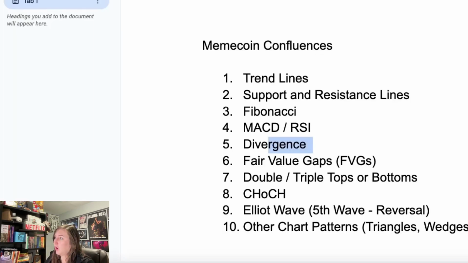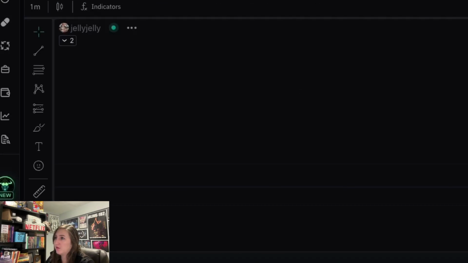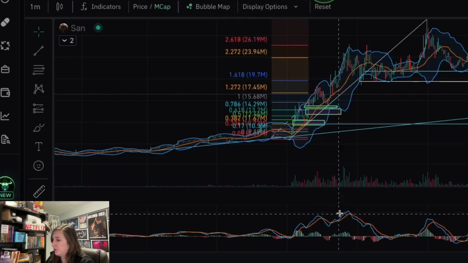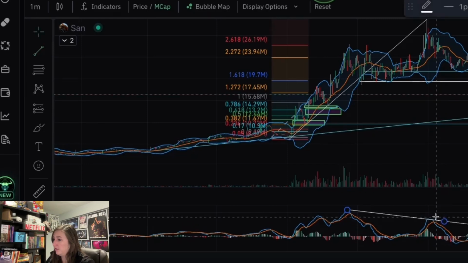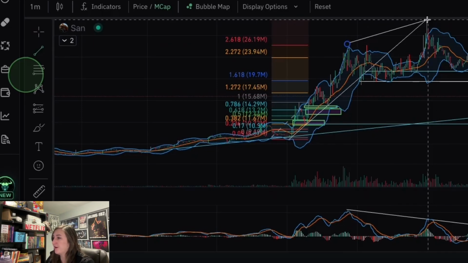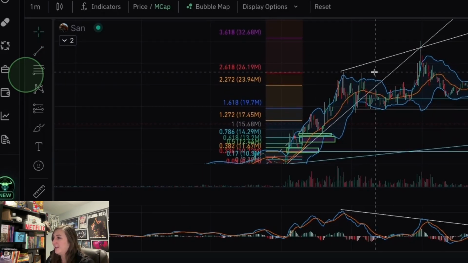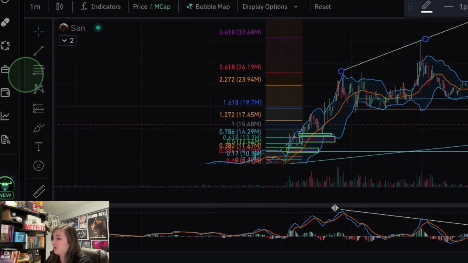But those are what I did want to cover. I'm going to go into more on changes of character and things like that, but I did want to show you a divergence. So here's a divergence right on the MACD here. So this line here is moving downwards, while this, another confluence, another signal to get out, okay? While this line is up, okay?